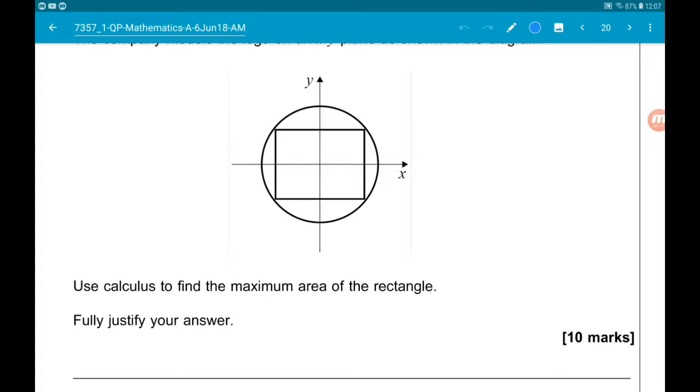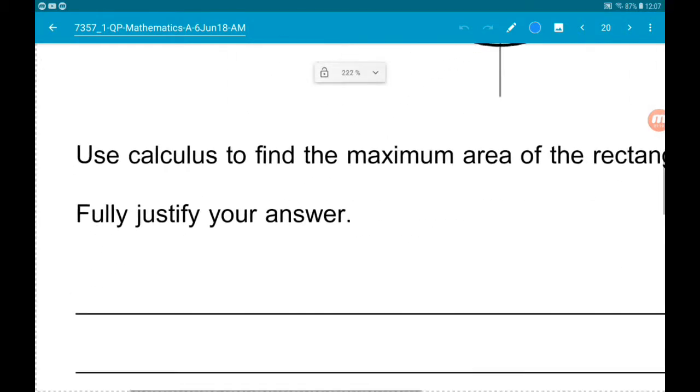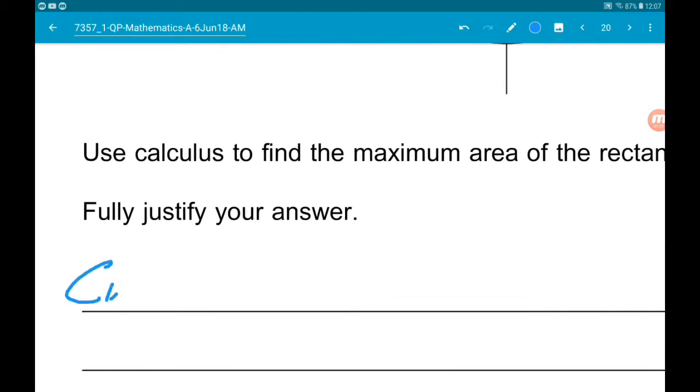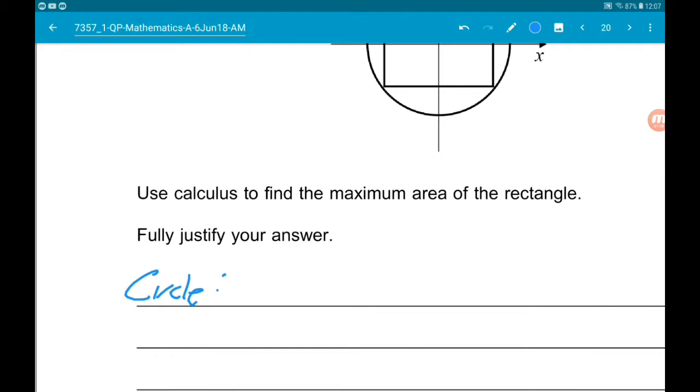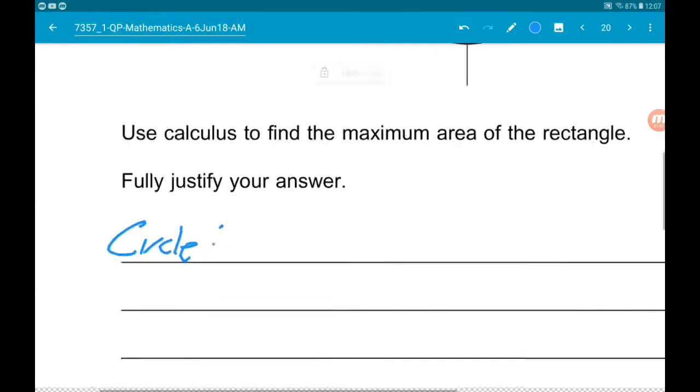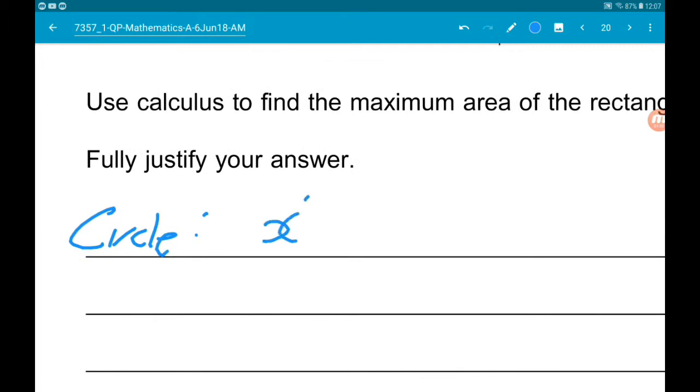So let's start with what we know. The equation of the circle: it's centered at the origin, so 0, 0, the radius is 4, so the equation is x squared plus y squared is equal to 4 squared, which is 16. Okay, so we know that.